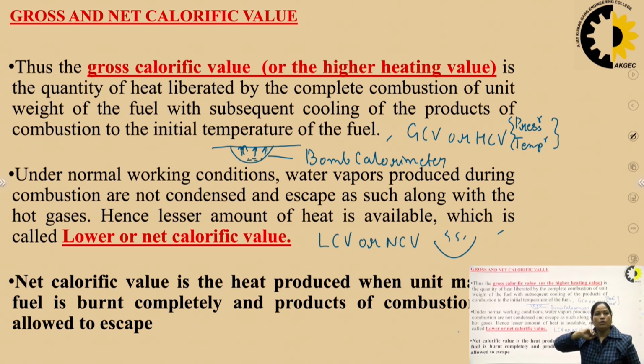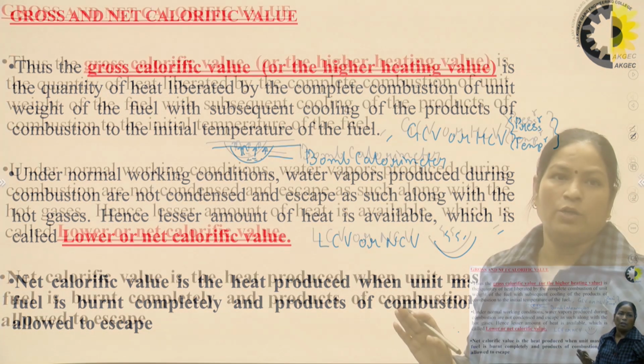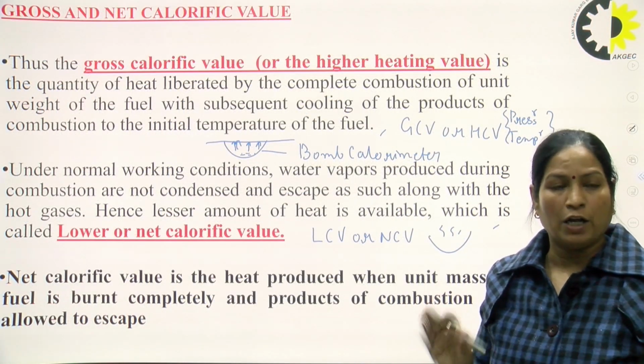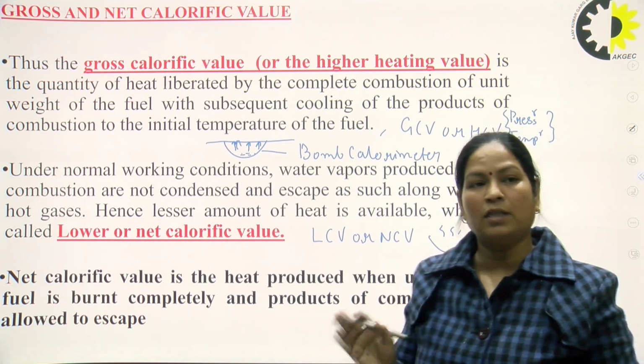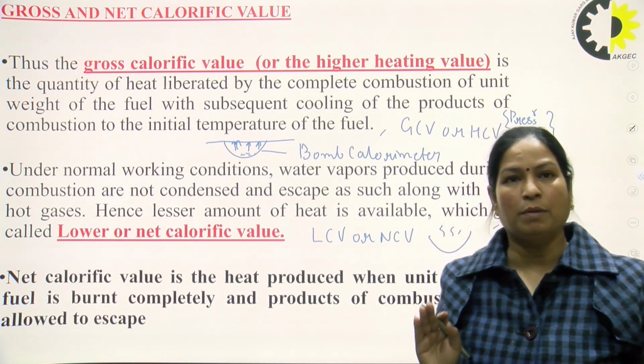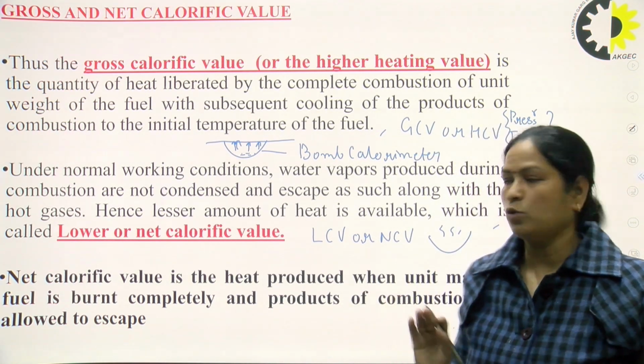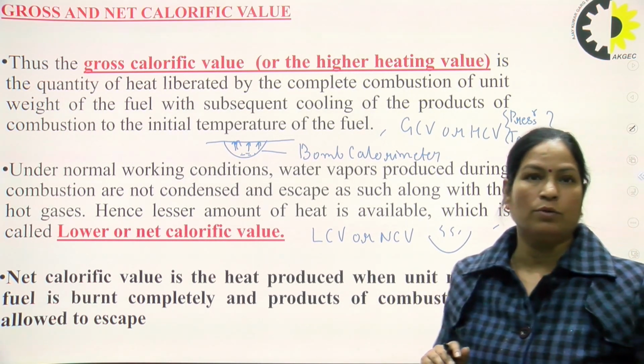Gross calorific value is the value when the vapors are not allowed to escape. It means the energy provided by the formation of vapor is also included in this, while in lower calorific value it is not included. If the vapors escape, it has only the value of energy other than the energy provided by the vapor formation. This is known as lower calorific value.